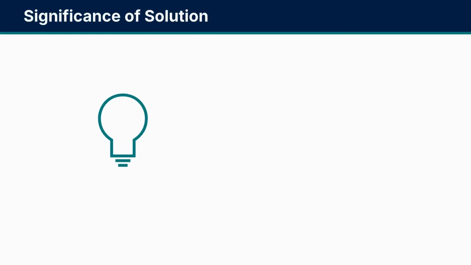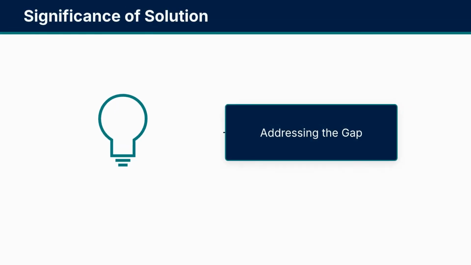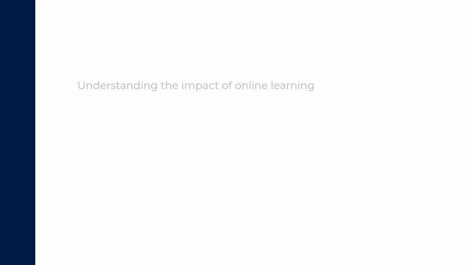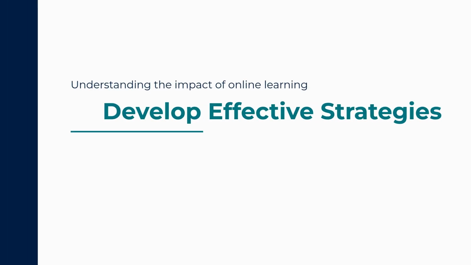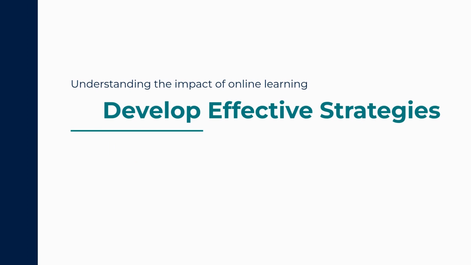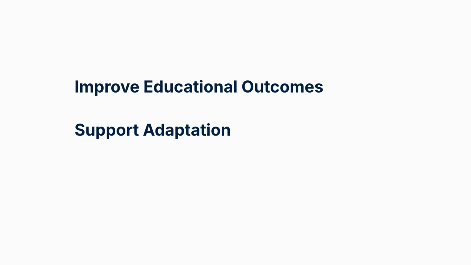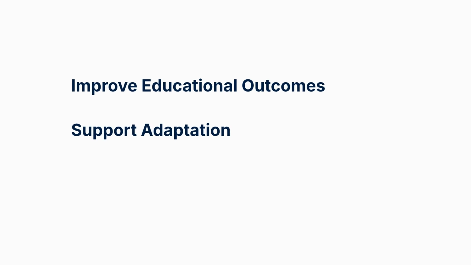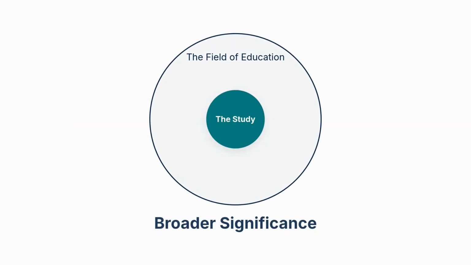Next, explain why solving this problem or addressing this gap is important. For instance, understanding the impact of online learning is crucial for developing effective strategies to improve educational outcomes and support students in adapting to new learning environments. This shows the broader significance of your study.